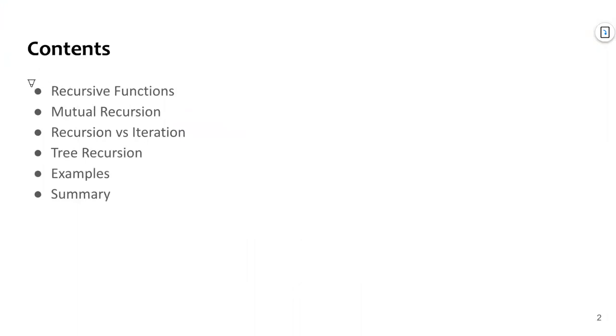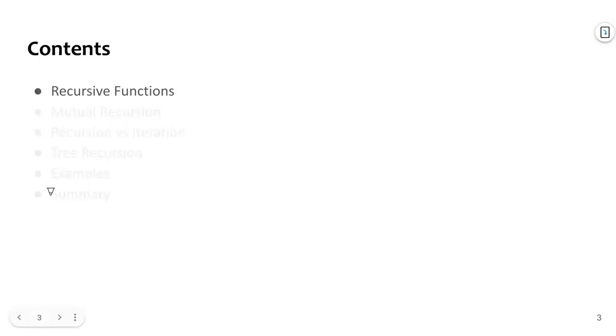First, we're going to discuss what recursive functions are, and then we're going to talk about a special type of recursion, that is mutual recursion. And we're going to have a look at what the differences are between recursion and iteration. And we are also going to have a look at a special type of tree recursion. And I'm going to present some examples and then summarize this lecture.